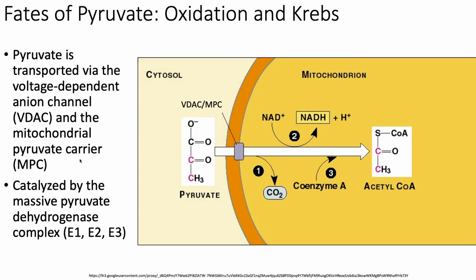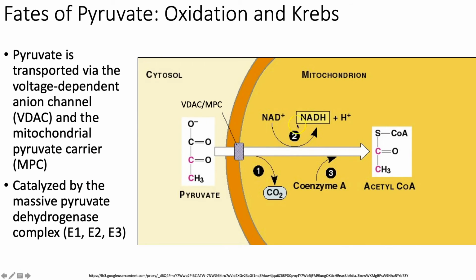Because we need to pull electrons away, we need to reduce other things, and thus we need to oxidize something else. So we're going to oxidize pyruvate, and we're going to reduce NAD plus to make NADH, okay?